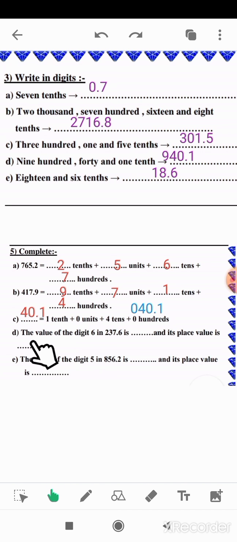Number D, the value of digit 6 in this number. Okay, so 6 is after the decimal point, so we'll make it 0.6 and its place value is tenths. The value of digit 5 in this number is, we have here units, tens, so 5 is in the tens place and the value of this number is 5 and 0, so it's 50. Place value is tens.